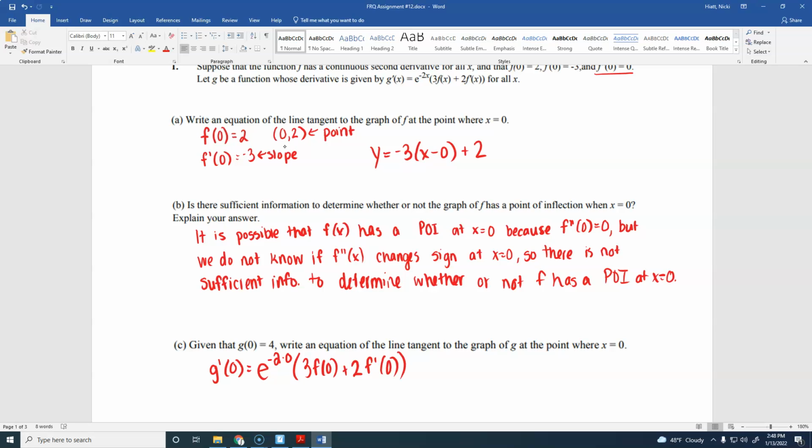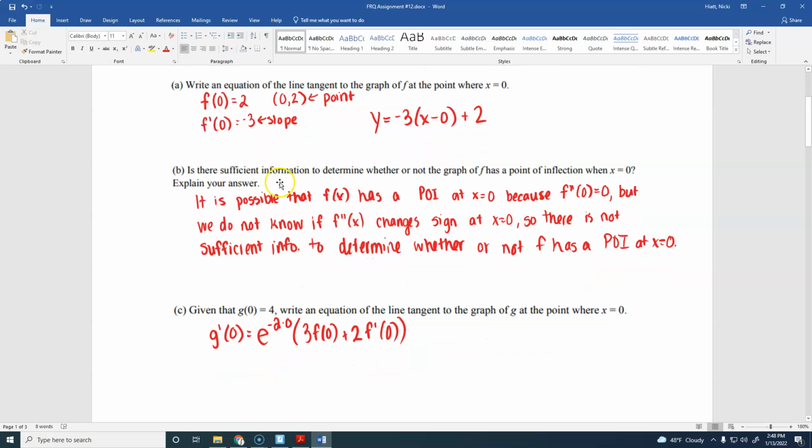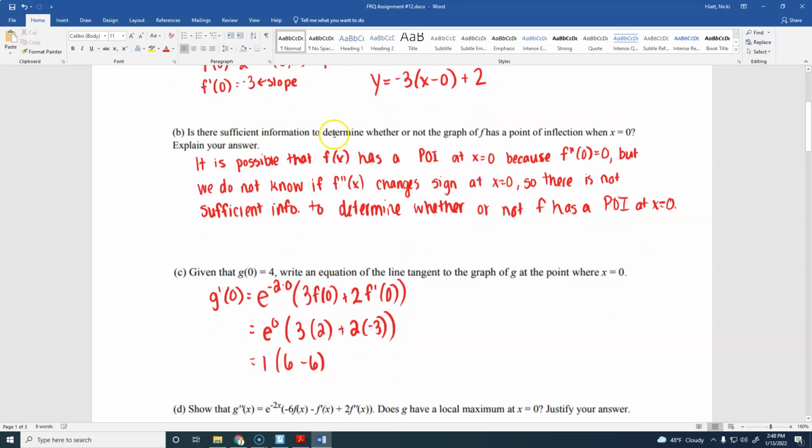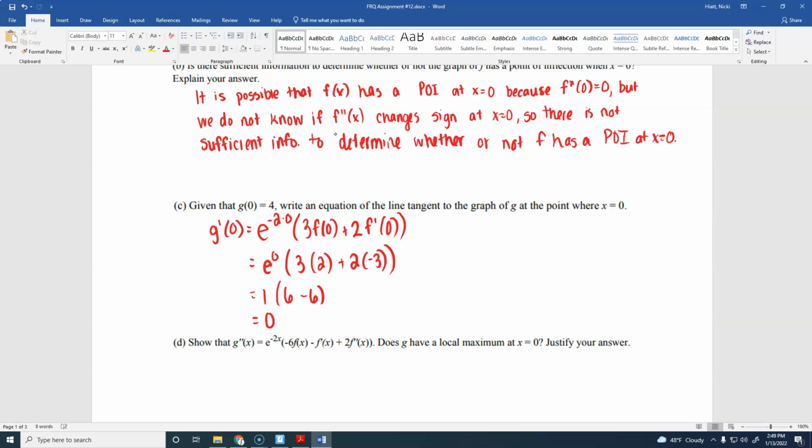Write that down so that they know that that is what you're doing. I know, and then start plugging in numbers after that. So you're going to get e to the 0, 3 times f of 0 is 2, f prime of 0 is negative 3. So you've got 1 times 6 minus 6, which equals 0.